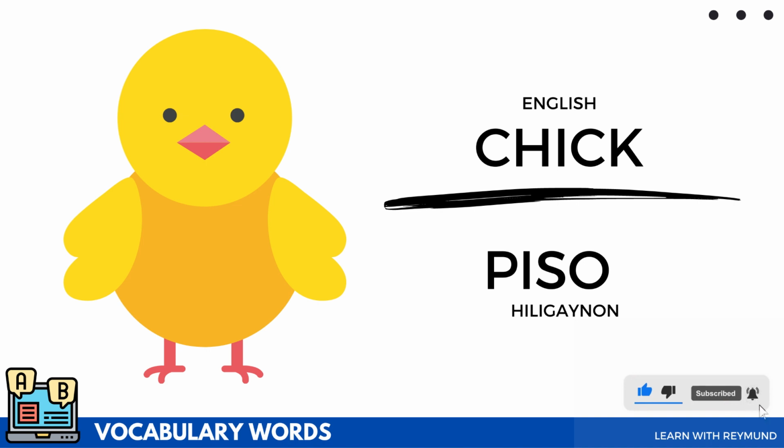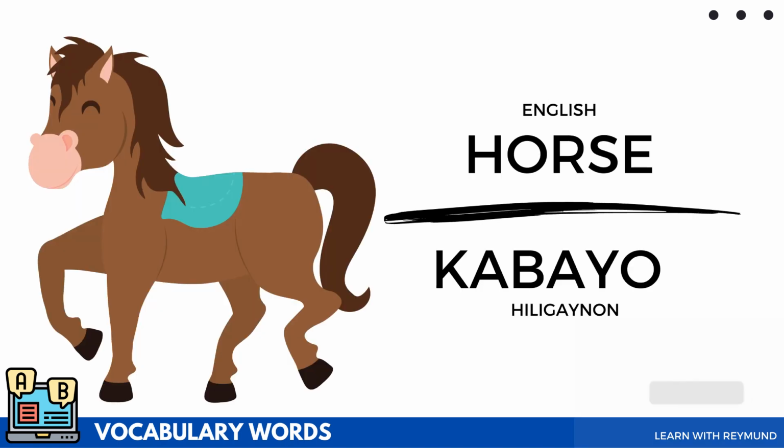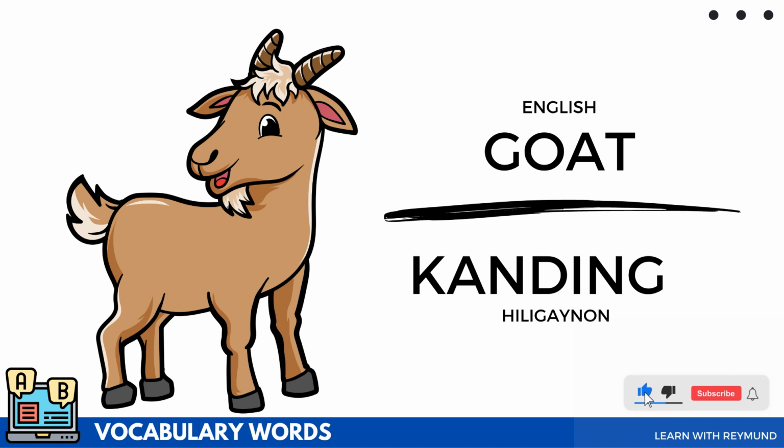Chick, piso. In English, it's a lion, and in Hiligaynon, it's a leon. Lion, leon. In English, it's a horse, and in Hiligaynon, it's a kabayo. Horse, kabayo. In English, it's a carabao, and in Hiligaynon, it's a karbao. Carabao, karbao. In English, it's a goat, and in Hiligaynon, it's a kanding.